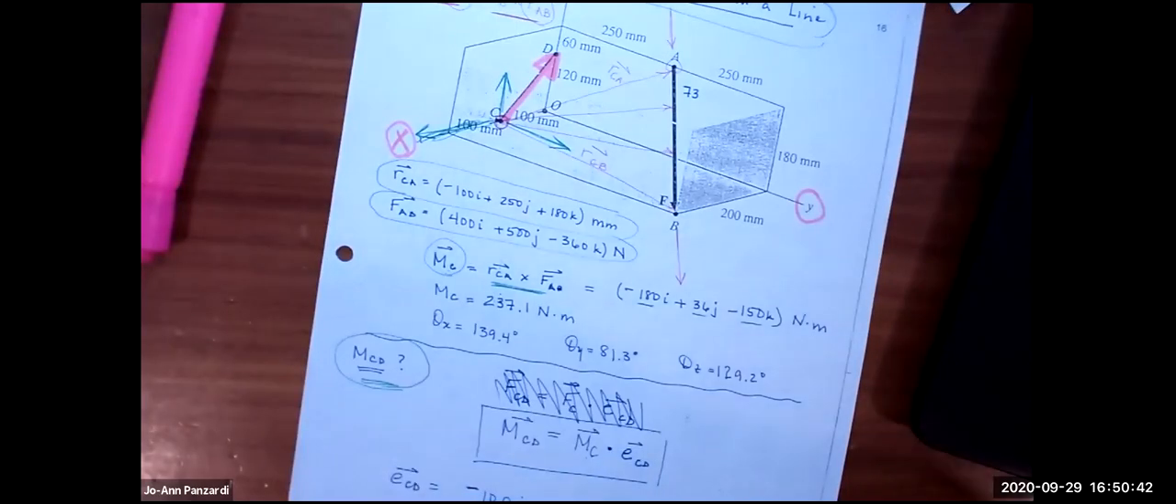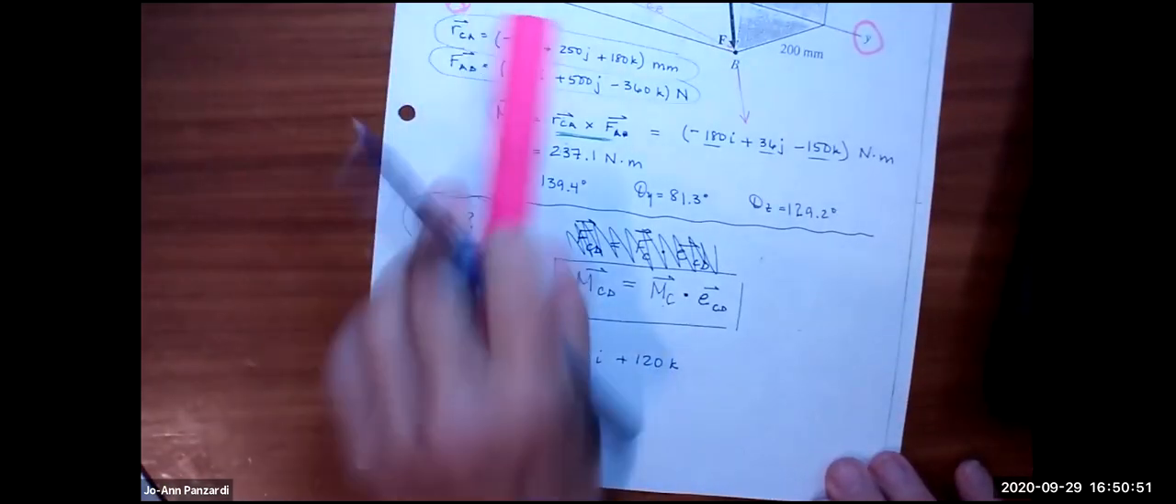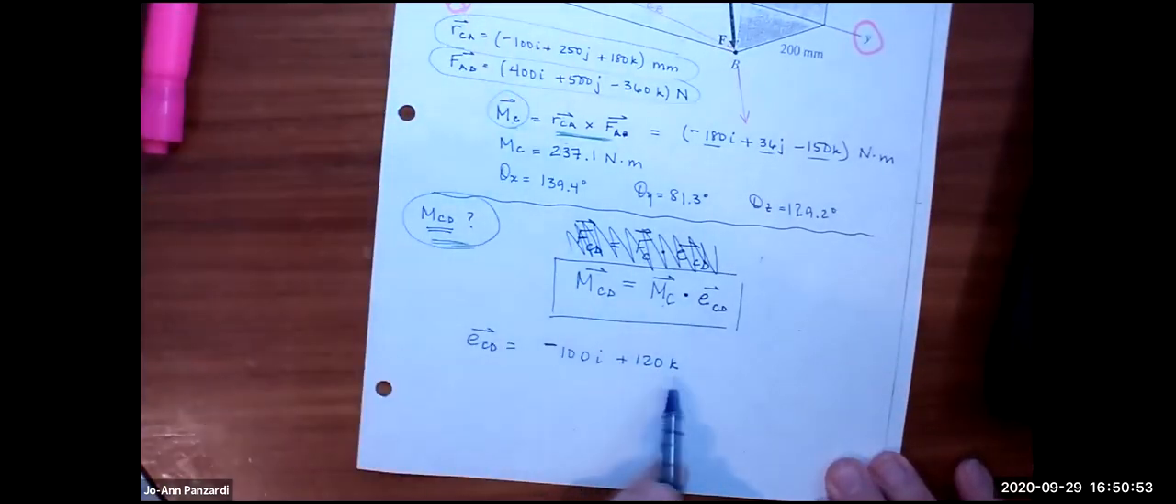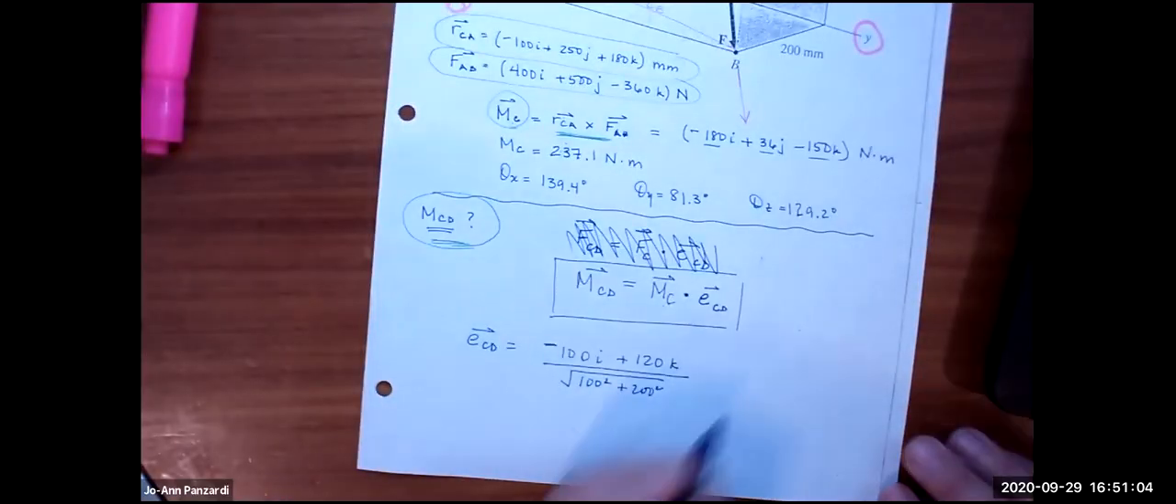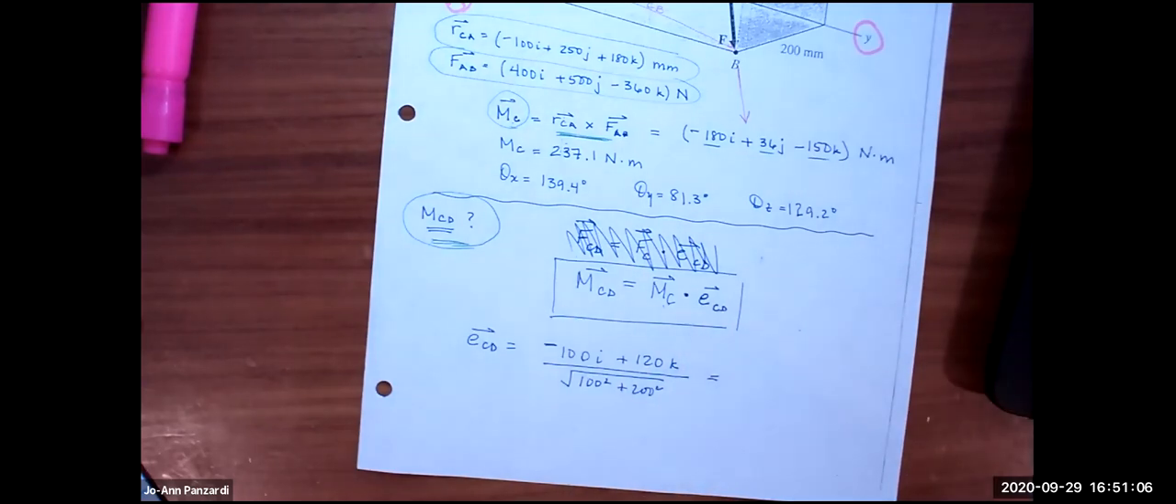Now, is this the unit vector? No. Sorry, can't see it. No, you're right. This is not the unit vector, right? This is just the distance vector. So what do I have to do? I have to divide it by what, Colin? You square each one, and then you add them, and then you find the square root of that. Right. Okay. So it comes out to be, let me just look it up.